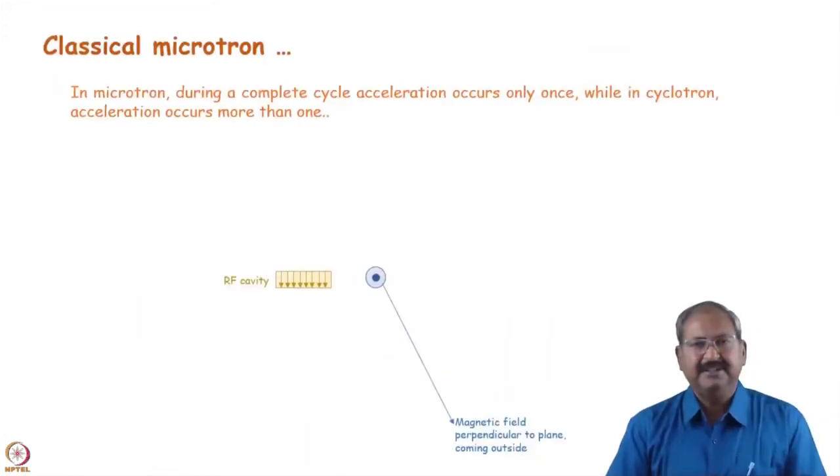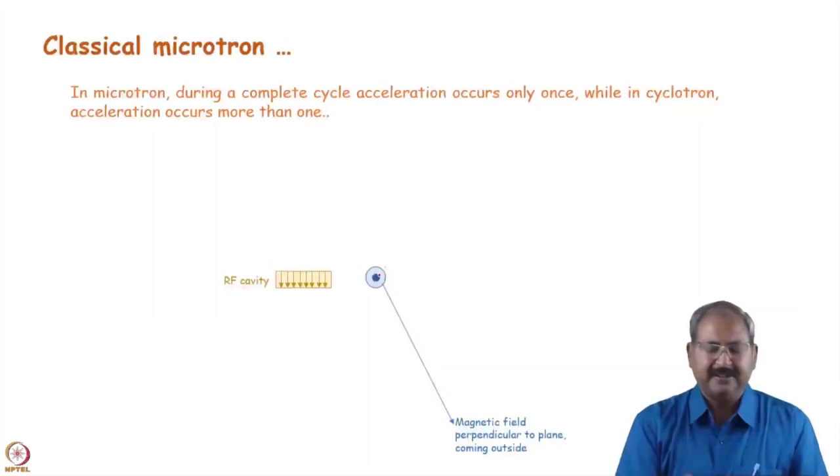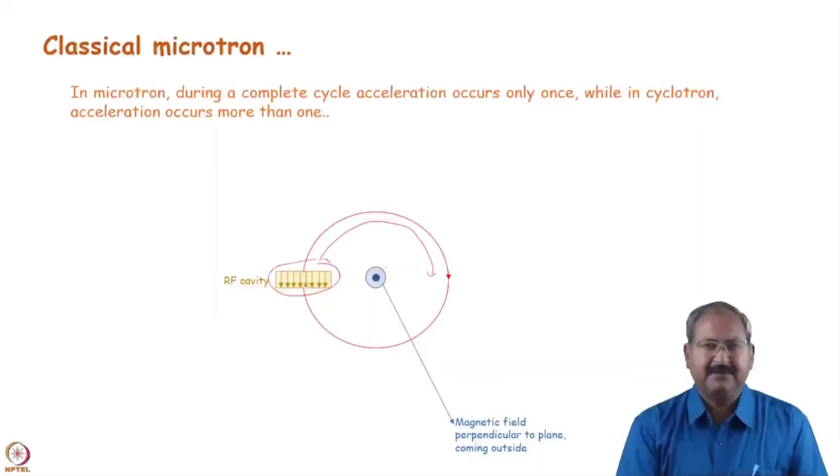Now we see how the orbit looks in the microtron. Suppose the magnetic field is coming out of the screen, in the perpendicular direction. And here is the RF cavity. Whenever the particle crosses this RF cavity, an energy change will occur. So this is the first orbit. The particle goes like this, and when it passes through the RF cavity, it gets energy.